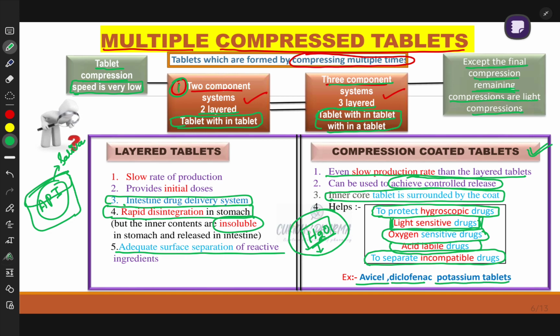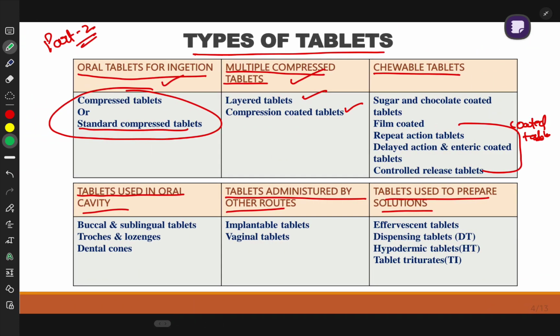Now this is the end of our lecture. In the next lecture, we will cover all the remaining types of tablets, like sugar coated, film coated, repeat action tablets, delayed action, thick coated, and controlled release tablets. All these topics will be covered in the next lecture. So stay tuned. Thank you.